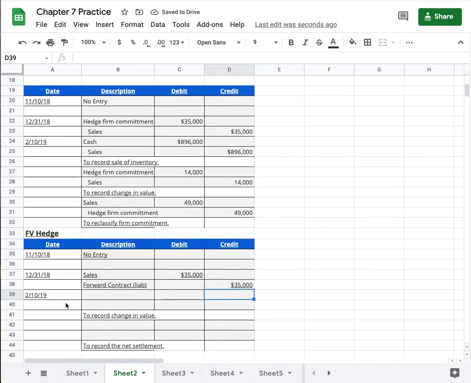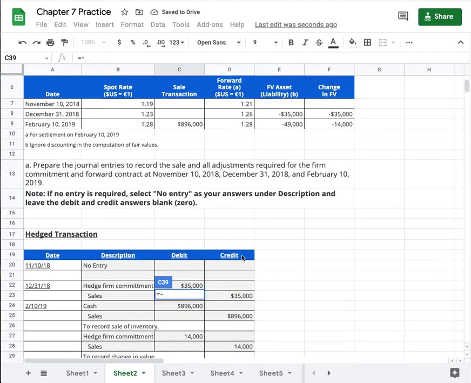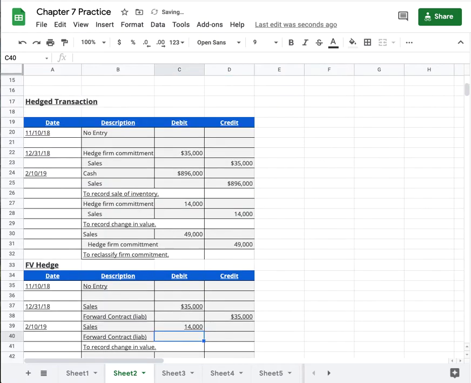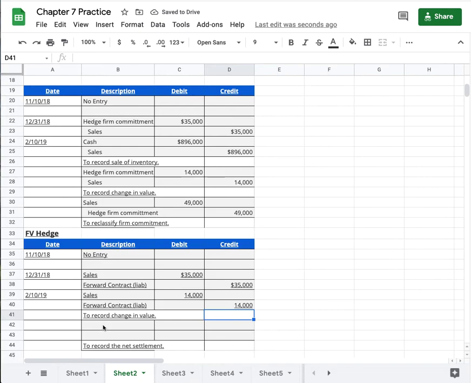Then on February 10th, we have to record the change in value and record the net settlement. So our change in value will be a debit to sales. I guess we could have just copied this down. And a credit to forward contract for our $14,000. And then the net settlement will be that $49,000. This will be a debit to forward contract, a credit to cash.